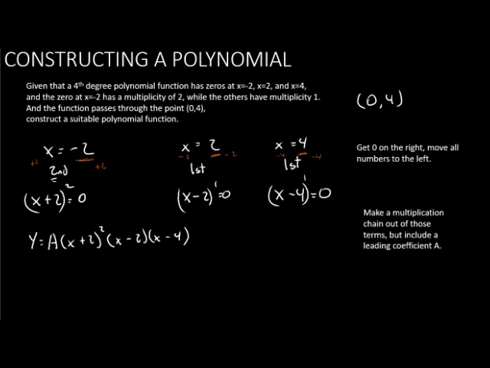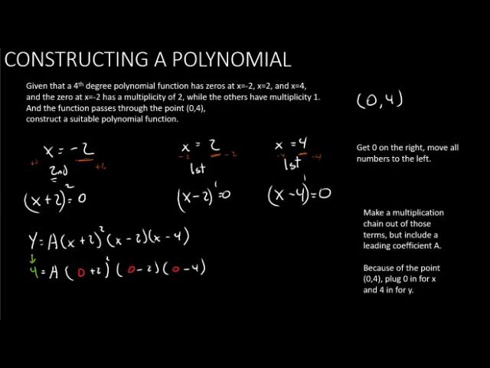Now that we've made that multiplication chain, we're going to use the point that we were given, (0, 4), and plug 0 in for x and 4 in for y. So we'll replace that y with a 4 and replace all x's with a 0. Now we'll handle the arithmetic. If we have 0 plus 2, that's 2 squared, which would give us 4. If we have 0 minus 2, that will give us -2, and 0 minus 4 gives -4.